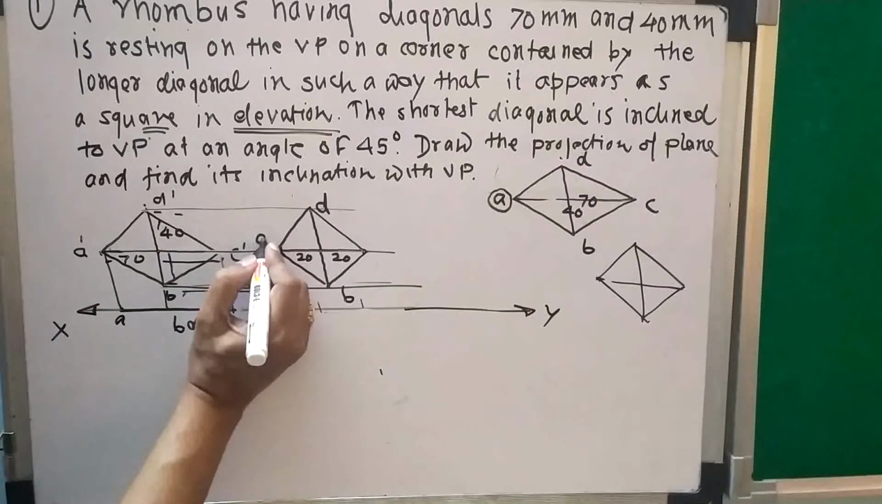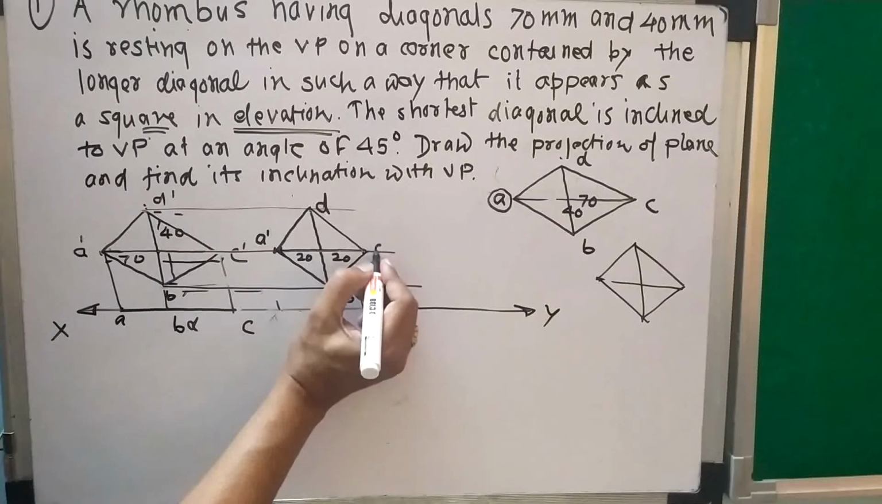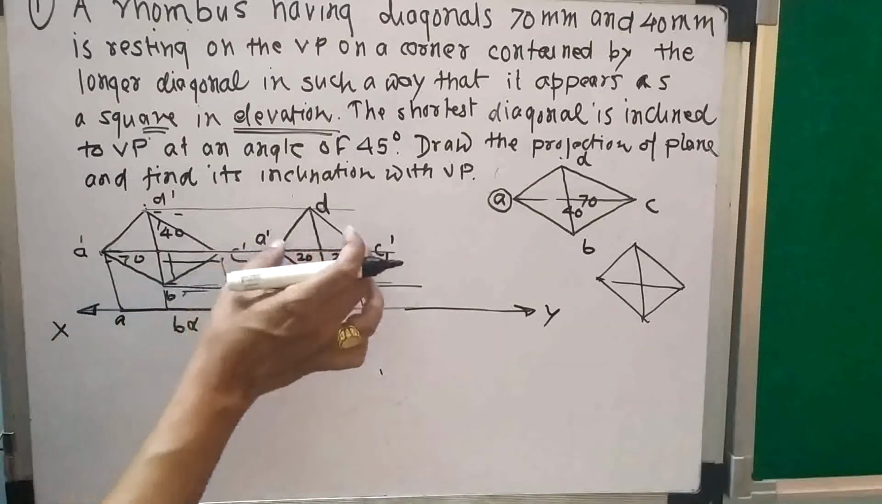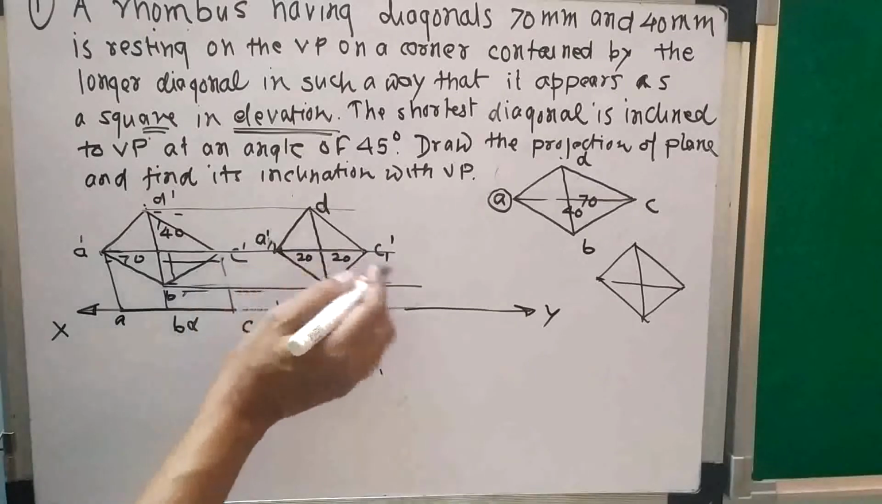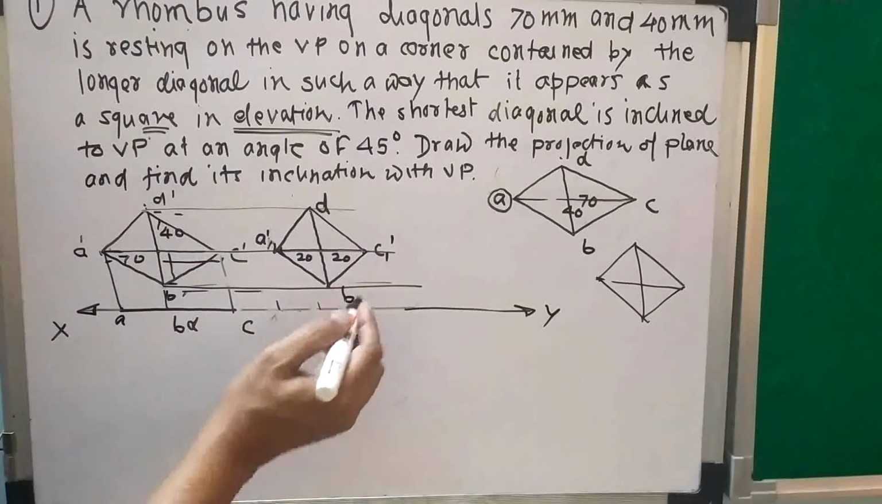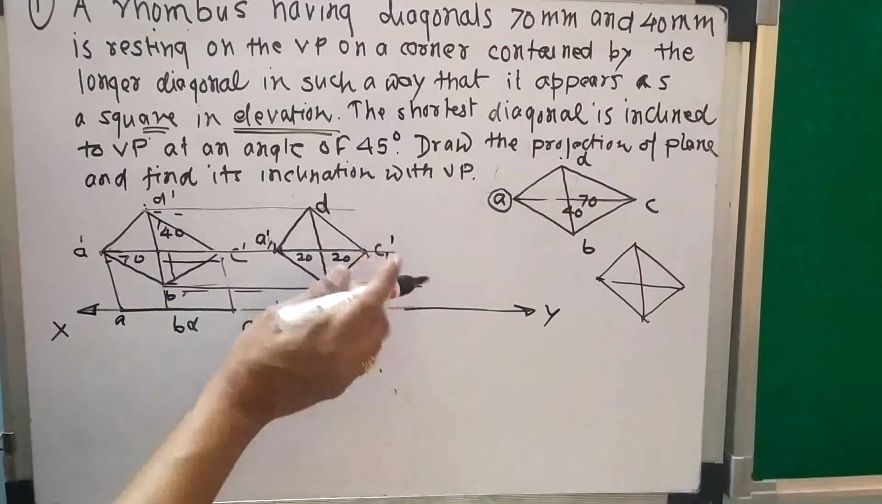So this is A dash, B dash. I will say this is C1 dash. For your reference, this diagonal is becoming shorter, so I will name it A1 dash, C1 dash for your reference. Okay, so I will get this square, and then with respect to this square, I will find out the inclination with VP surface.